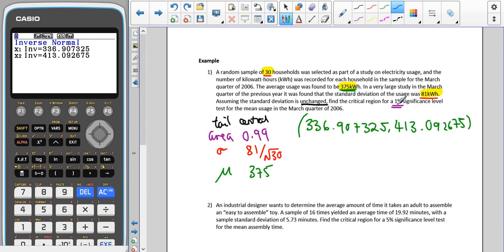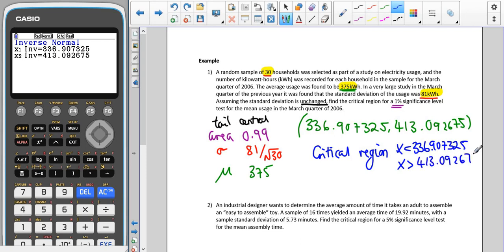413.092675. So that means that if I was to do this again and end up with a value that was smaller or bigger than this interval, I would reject H0. So that means that my critical region is going to be, if we end up with a value that's less than 336.907325, or I end up with a value that's more than 413.092675.